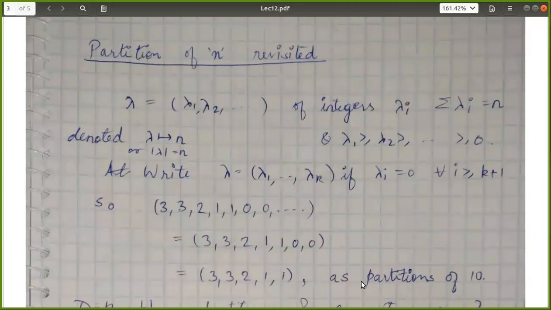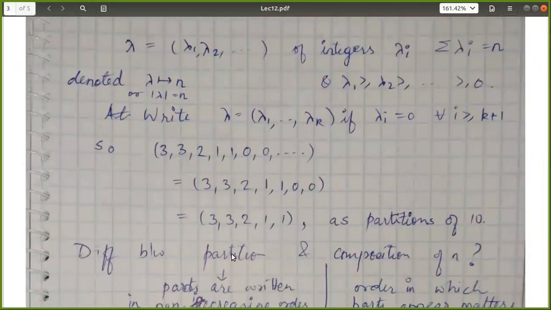So these are all partitions of 10. Why do I know they are partitions of 10? Because 3 plus 3 is 6, plus 2 is 8, plus 1 is 9, plus 1 is 10. So the summation of these entries gives you the number 10. Therefore, it's a partition of 10.